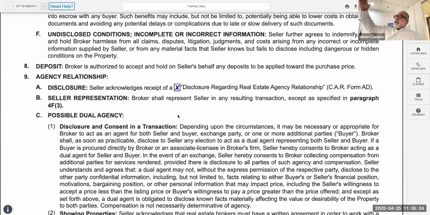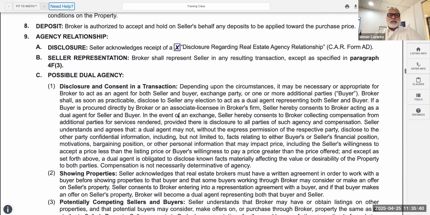We don't know what's in between the ceiling, right? We don't know that, and it's not our job to know. Our job is just to facilitate, find a buyer, find a seller, put them together, close the deal, but we're not experts on the overall condition of the property. Therefore, this is a disclaimer that protects us from those claims.